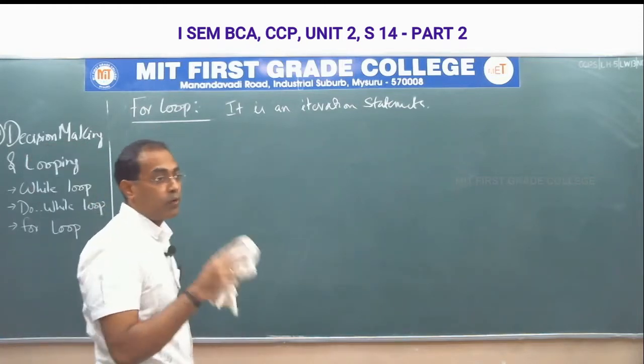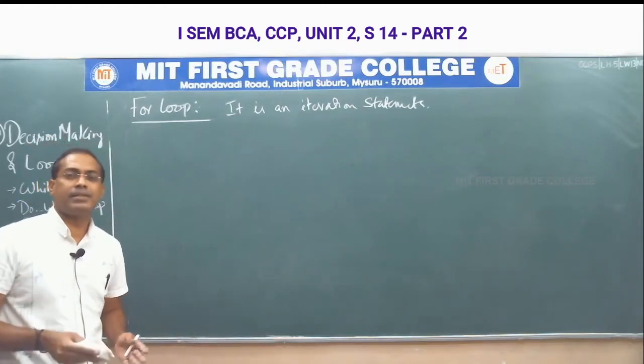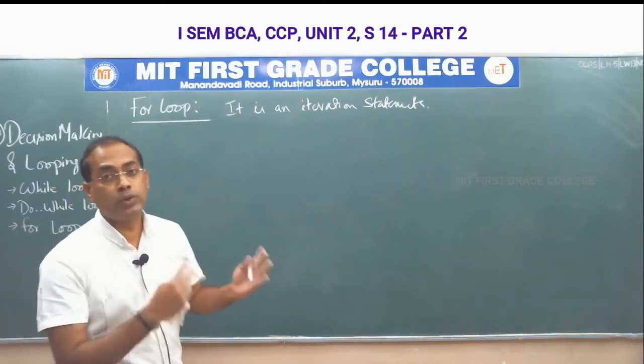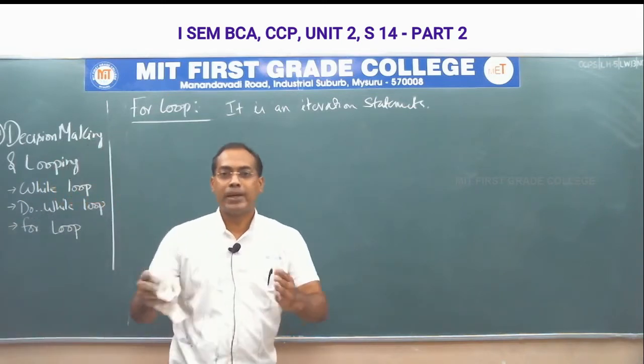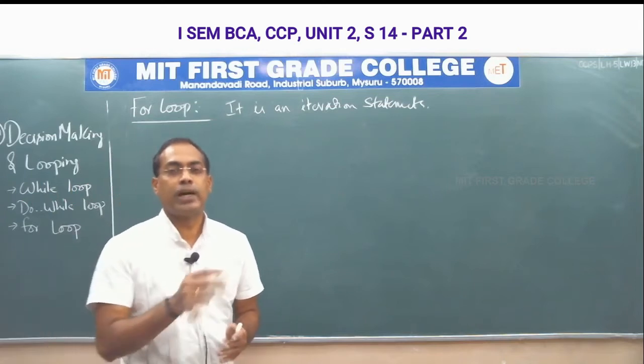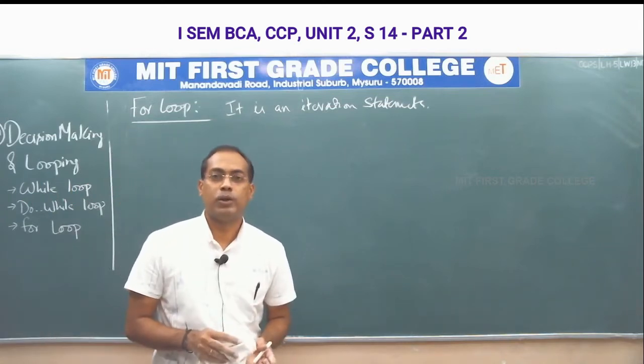The flowchart for the for loop is the same as the while loop. That's the reason I'm not going to redraw it once again. You can just give the same flowchart for the for loop also.